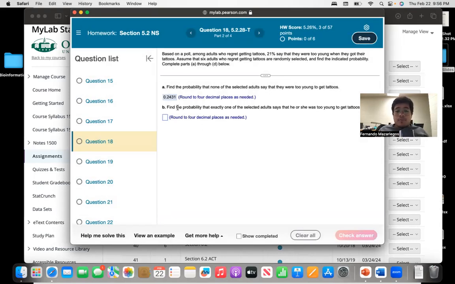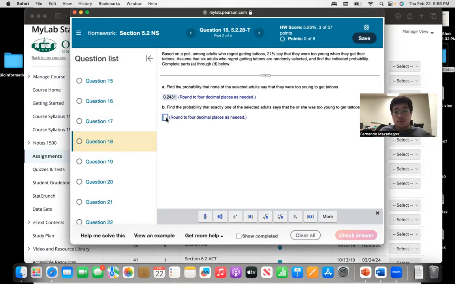Part B, find the probability that exactly one of the selected adults says that he or she was too young to get tattoos. Same formula. Now X equals 1. So we have N equals 6. That remains the same. Now X equals 1. So this changes, this changes. Probability P is the same. Now this is raised to 1, so this changes. And 0.79 is raised to n minus x, so 6 minus 1, 5.